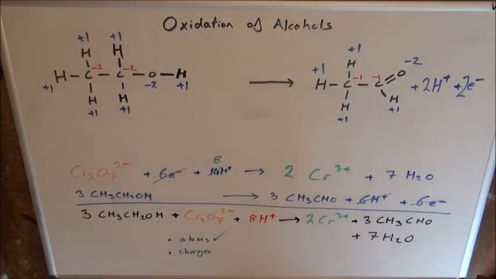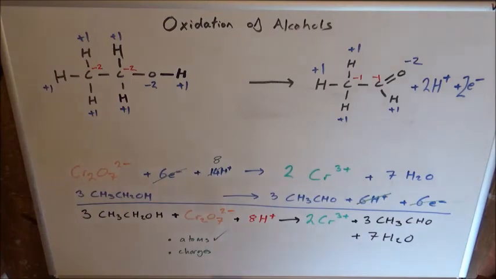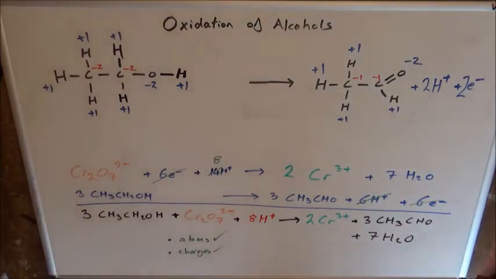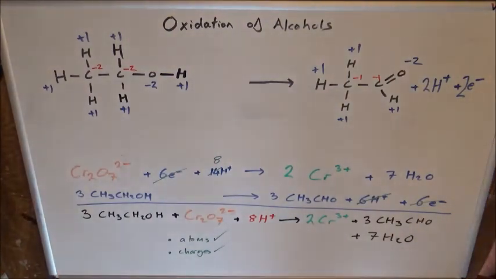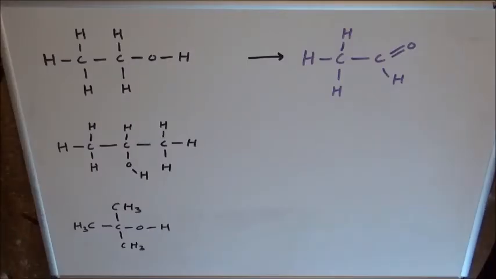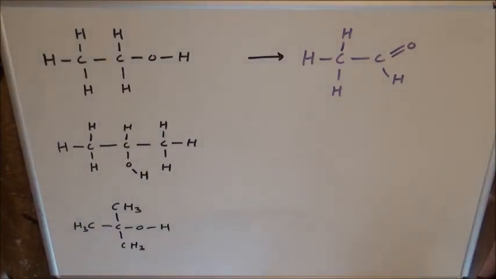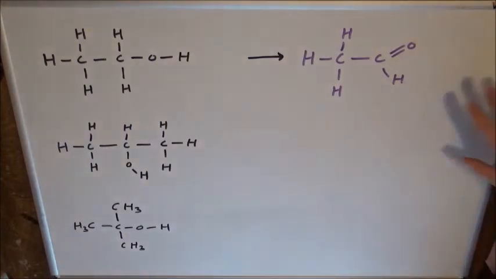So you've just seen there how you need never get these wrong. We all make mistakes, but if you check your charges and your atoms, then you will spot any mistake. So don't try and memorise these equations, just learn how to work them out. We've just seen how ethanol is oxidised by acidified potassium dichromate 6 to give ethanal, which I have at the top here. If you allow the reaction to continue, the ethanal becomes oxidised to a carboxylic acid.